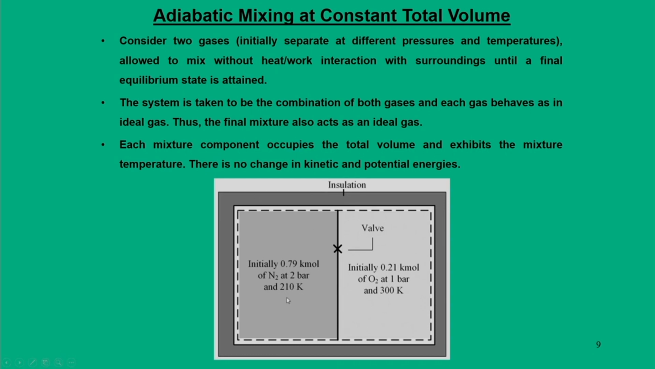If you look at this particular figure, there are two gases, nitrogen and oxygen, separated by a partition, and the entire system is insulated. Insulated means there is no heat transfer into or out of the system. Now you want to mix, so we allow this partition to open through this valve. When this opens, the initial state of nitrogen and the initial state of oxygen are going to change.